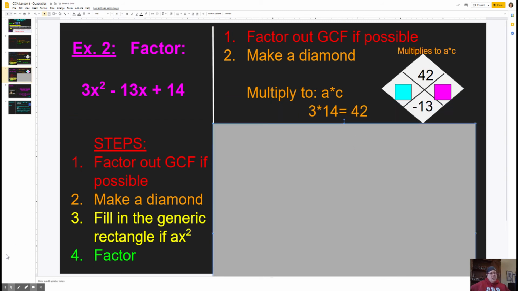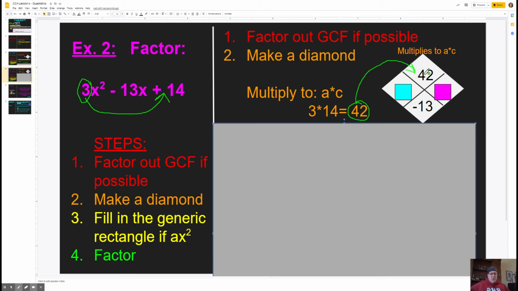So now here's the difference with the diamond problem. Once you have a coefficient here that is other than that imaginary 1, yes, you're still going to do the multiplication, but you actually have to multiply A and C. So 3 times 14 gives us 42. So 42 turns into this top number.